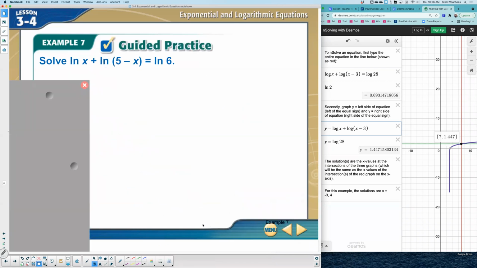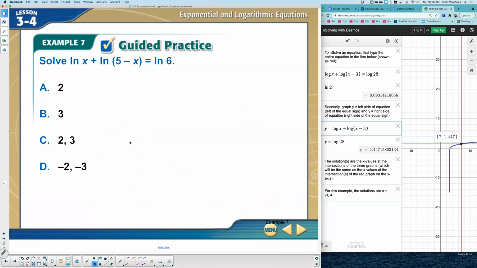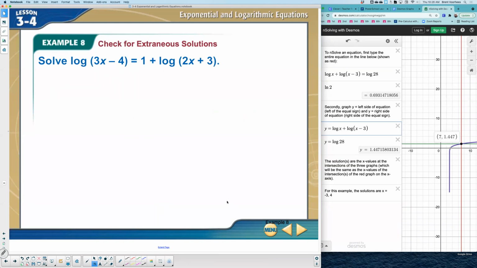All right, and your DOL number 7. Again, you could check some answers, and some of them very likely will be undefined and not even good answer choices. All right, let's go through and check for extraneous solutions one more time here.